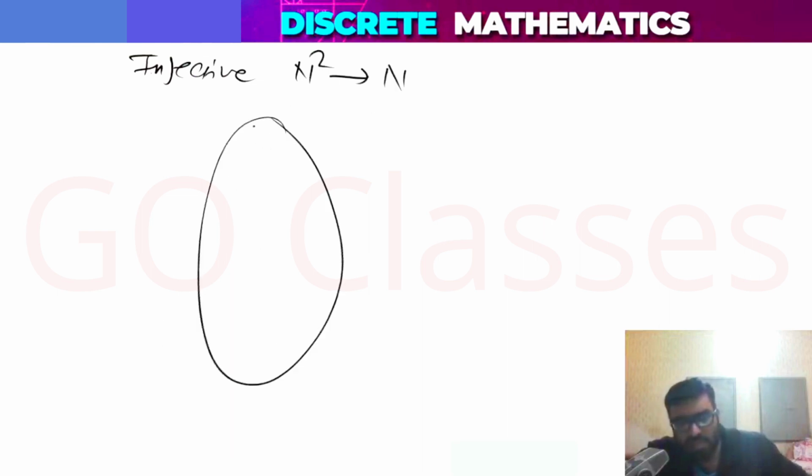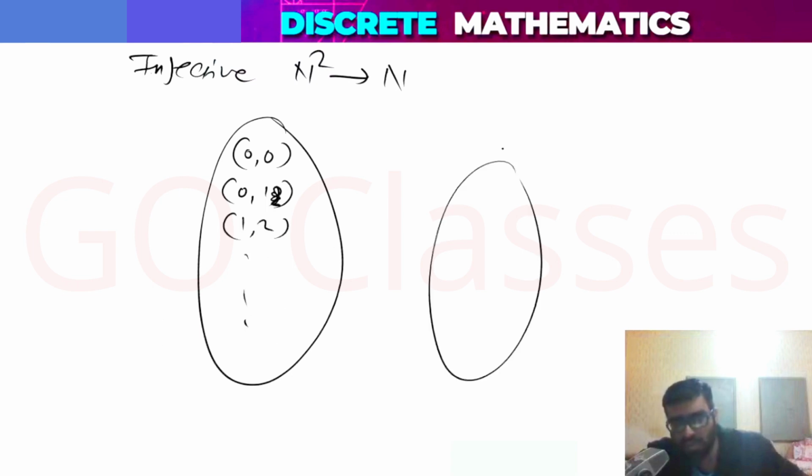Injective function from N square to N. And what is the idea? The idea is like this. In N square, what you have, for example, you have (0, 0), you have (0, 1), all these things you have. Okay, for example (1, 2) and so on. These are the things you have in N square. In N you have 0, 1, 2.